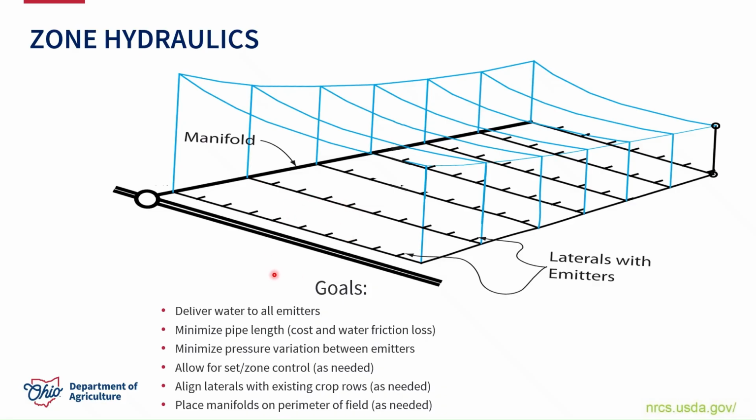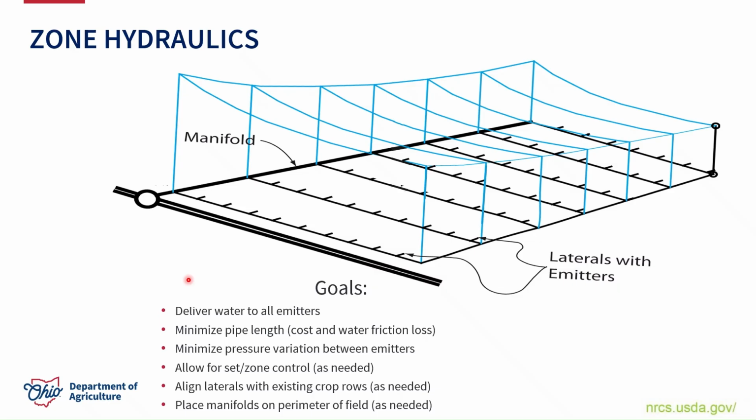Right, so to go over our goals of what we're trying to achieve with the design, we want to deliver an equivalent amount of water to all of the emitters. We really want to try to minimize the costs of the pipe, right? We want to reduce our friction losses, which is going to impact our pipe size. We want to reduce the pressure variation between these emitters so that they're all more equally and evenly distributing that water, right, to get that good emission uniformity.